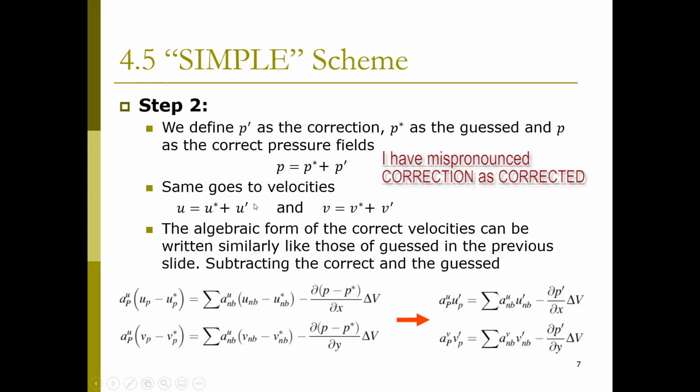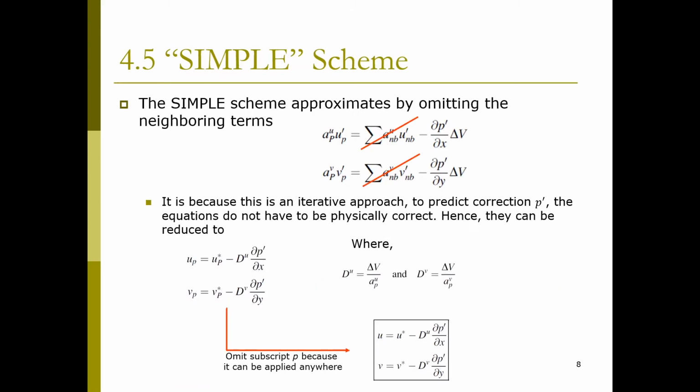Okay, so the corrected U is equal to U minus U star. The corrected V equals V minus the guess V, and the corrected P equals P minus the guess P. And then we get this equation. This is the important equation actually. We want to find the corrected pressure first.